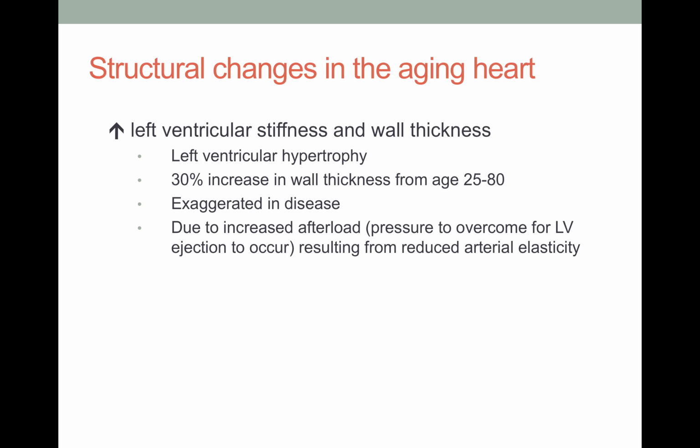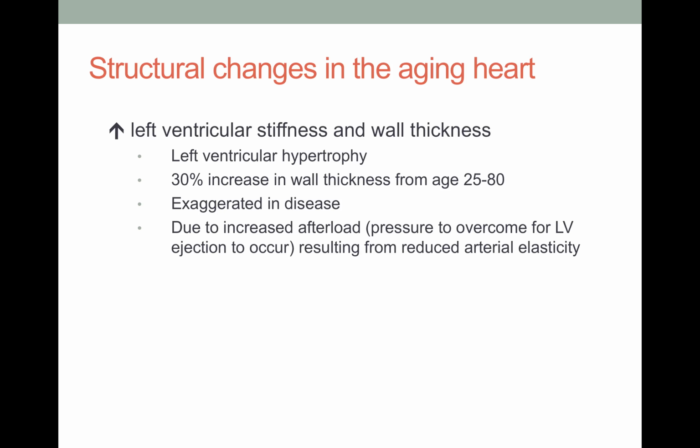So that was really talking about the arteries. Of course, there are structural changes in the heart too. Again, just simply a function of age, but lifestyle behaviors can be superimposed. So we know that there's an increased left ventricular stiffness and wall thickness. Of course, left ventricular hypertrophy occurs just with age, but it's exacerbated with things like hypertension. You see a 30% increase in wall thickness from age 25 to 80, and these are people without hypertension. Okay, so this is something that just happens. Of course, it's exaggerated in disease states.